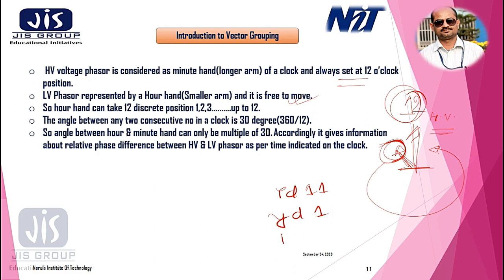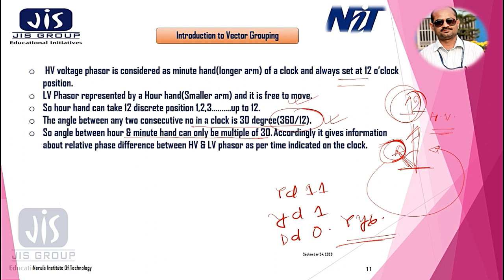YD1, DD0, YY6, and so on. And I have already mentioned that the angle between any two consecutive numbers on a clock is 30 degrees, because 360 by 12 is 30. This I have also discussed. So the angle between the hour and minute hand can only be a multiple of 30.